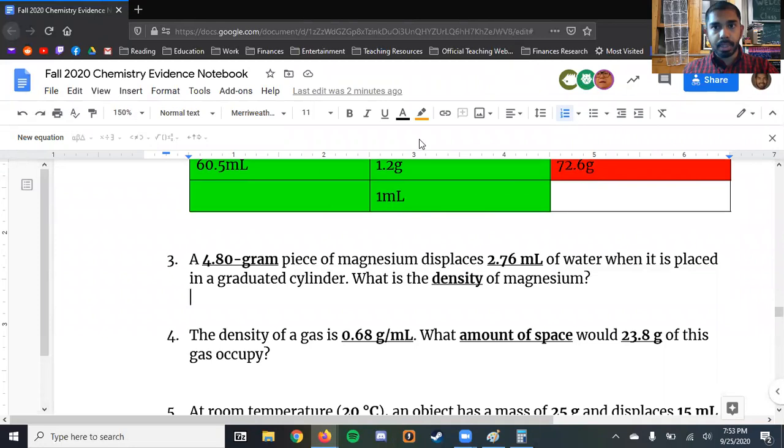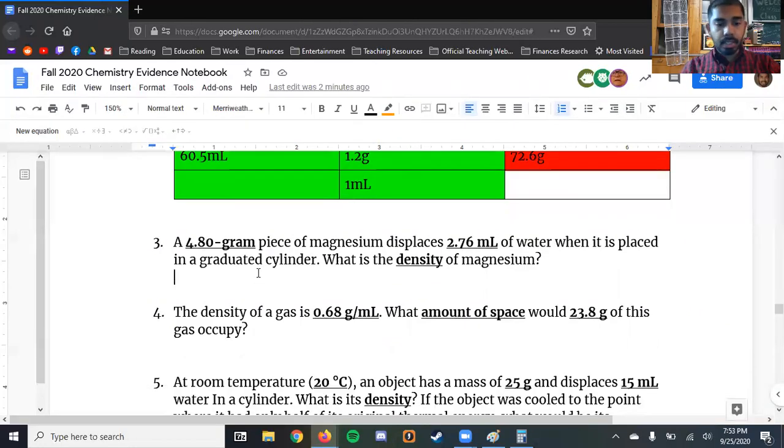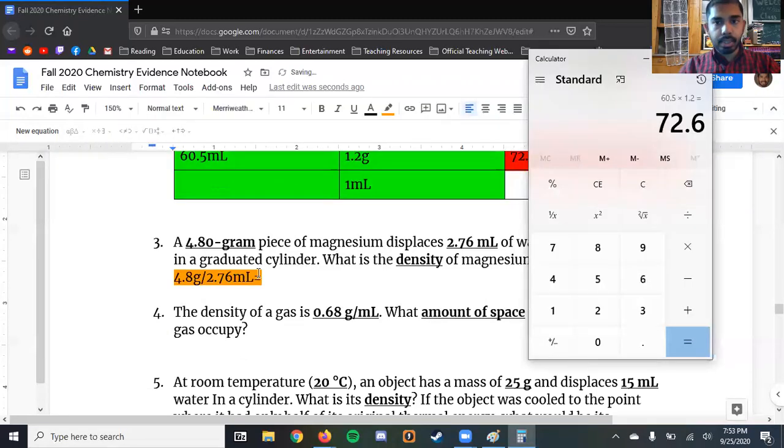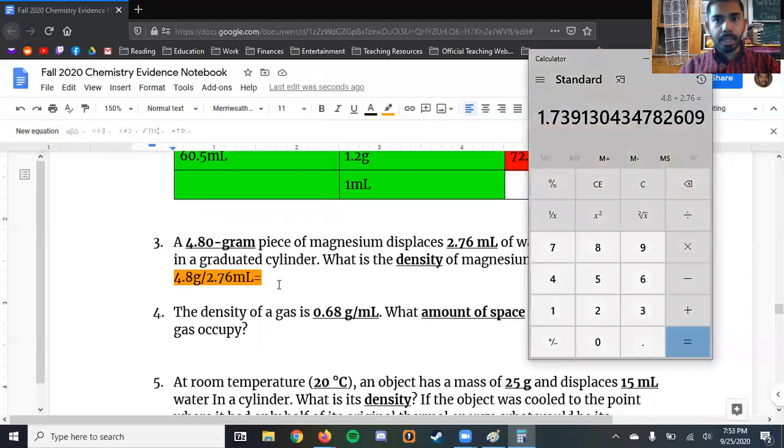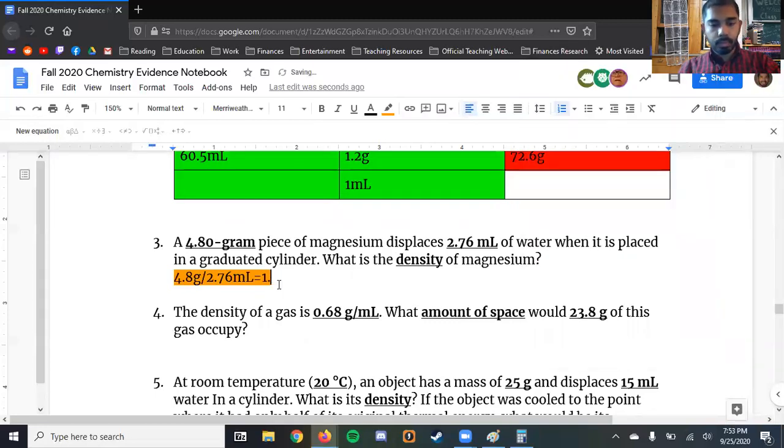Zoomed in a little bit. I didn't need to do that. So mass is 4.8 grams. The volume is 2.76 milliliters. Just divide them, and we'll get our final answer. Go ahead and clear all these. 4.8 divided by 2.76. So our density is 1.74 grams per milliliter. It is very important that we always include our units from now on going forward.